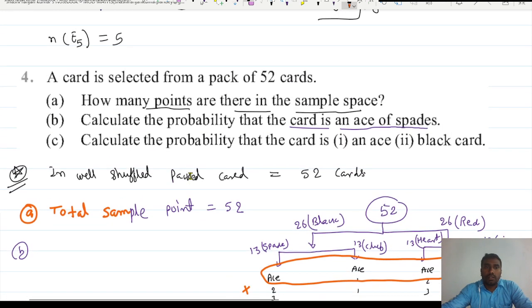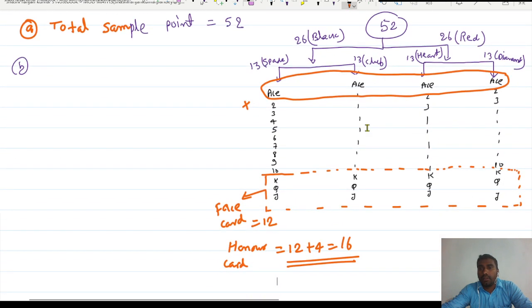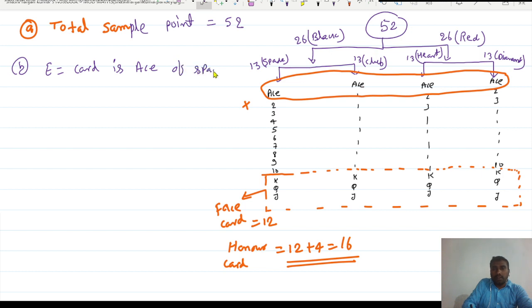Now let us come to the question. You can solve the question now. Calculate the probability that the card is an ace of spade. The event we want is that the card is an ace of spade. This is your spade card here. So what is the probability? Only one card is the ace of spade, so it is 1/52. The answer is 1/52, because only one ace card is a spade, so favorable over total, which is 52 cards.